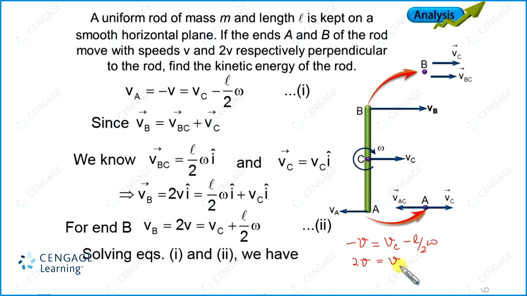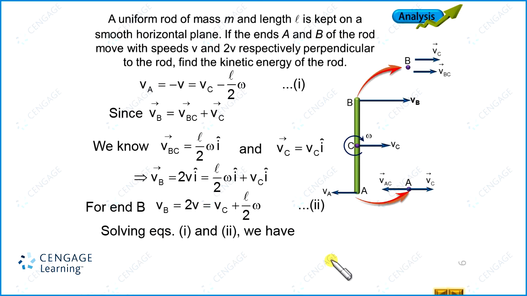Vc plus L by 2 omega. If we add these two equations, this will get cancelled. That will give 2Vc is equal to V. That means Vc is equal to V by 2. And if we substitute the value of Vc, we can get the value of omega.